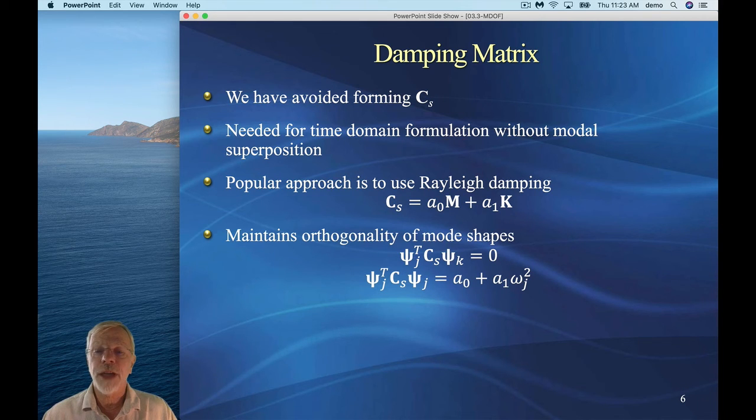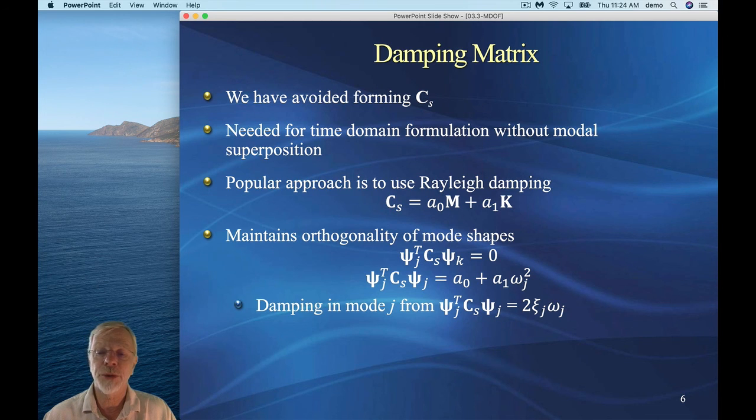This maintains the orthogonality of the mode shapes, obviously, because it's equal to some proportion of m and some proportion of k. So if we carry out the product psi j transpose C sub s psi k, we know that's equal to 0, and psi j transpose C sub s psi j is going to be equal to a0, because we've mass normalized the mode shapes, plus a1 omega j squared. So what this means is that the damping in mode j is going to be equal to 2 c j omega j. So psi j transpose C sub s psi j is 2 c j omega j, Greek c.